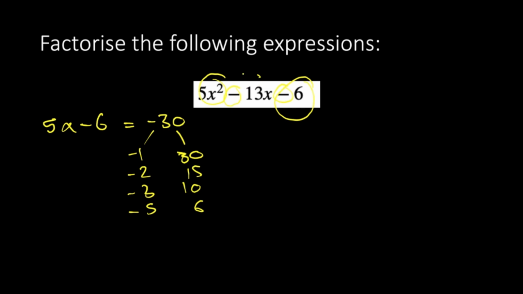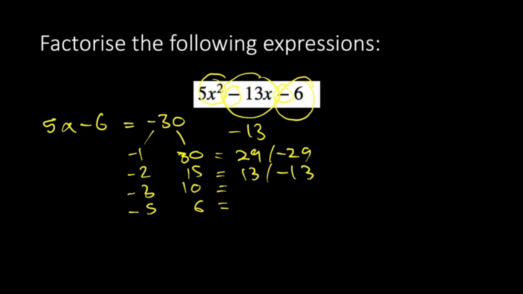So we're trying to find negative 13. Alright, so minus 1 plus 30 will give you 29 or negative 29 if you swap the signs. Minus 2 plus 15 will give you 13 and negative 13 if you swap the signs. So if you swap the signs, you'll get minus 15 plus 2, which will give you negative 13. So this would be the correct one. This would be the correct set. Plus 2 and negative 15.